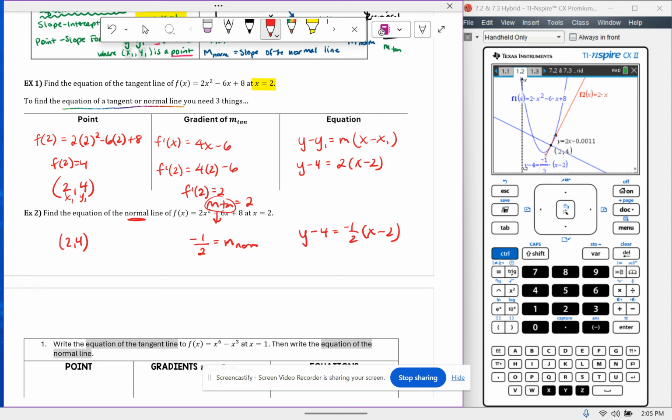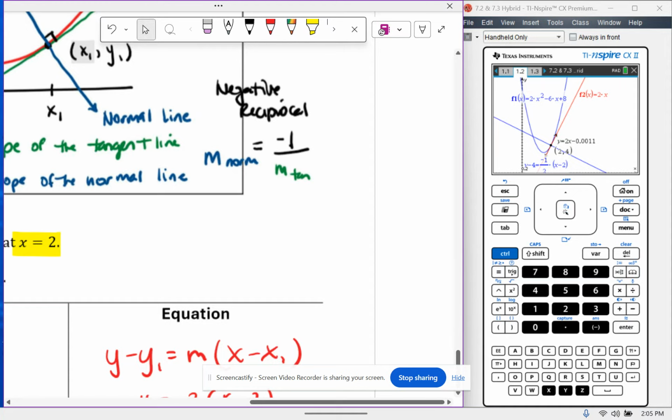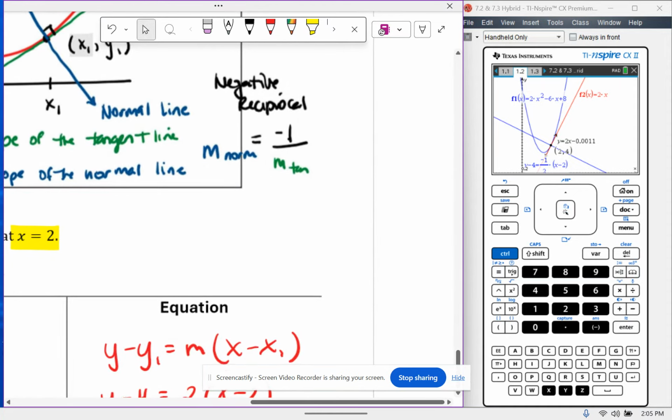How do you know that? How do you know what? That it's the slope of the normal line. Because it's a perpendicular line. So how do you calculate the slope of a perpendicular line? You find the negative reciprocal, right? So it's negative 1 over whatever the slope is. Yep. As written up here, check it out. Negative reciprocal. M norm is equal to negative 1 over M tan.